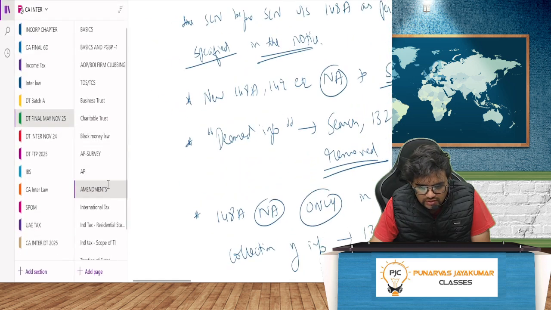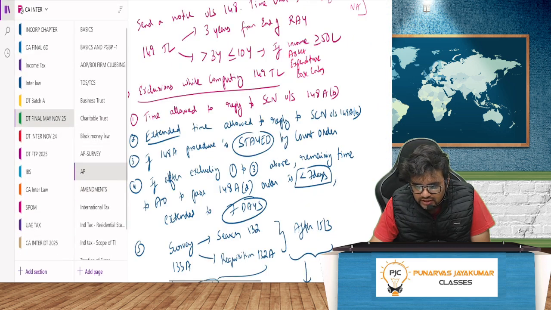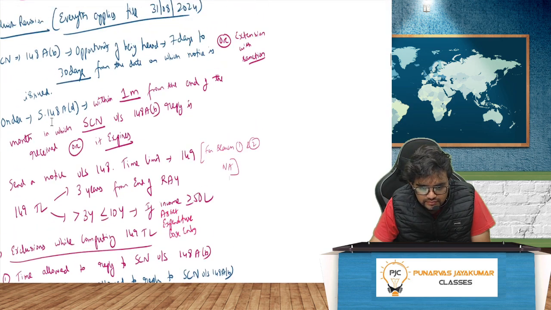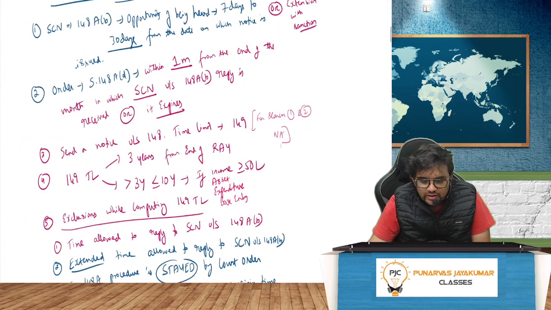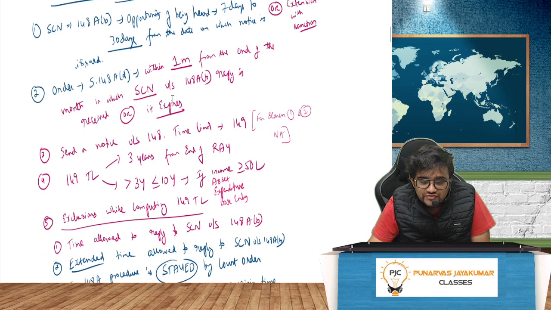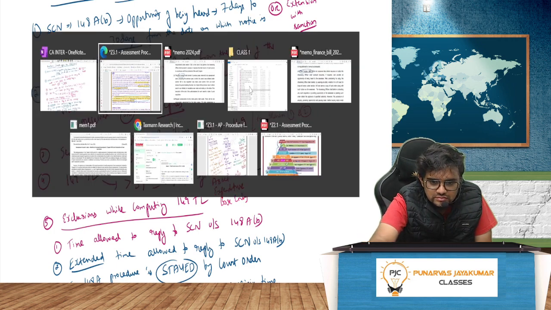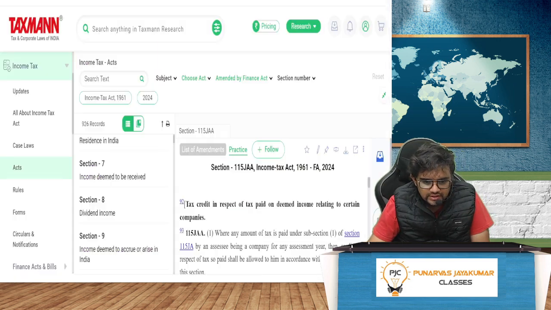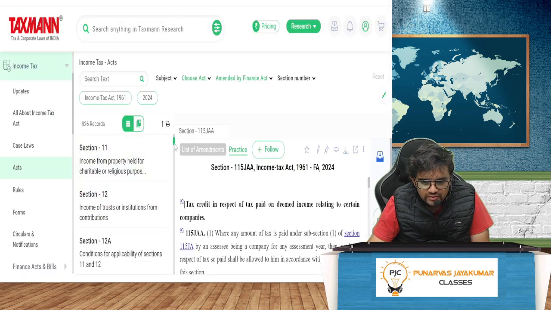So if you see these points here, 148AB, opportunity of being heard 7 days to 30 days from the date on which notice is issued, not there. Extension, not there. Guys, fit case order, when should you pass the fit case order? 1 month from the end of the month in which SCN, where? That also is not there. Where are you seeing that? Is it there? No. Deadly, correct? So if you see 148A, everything is removed.